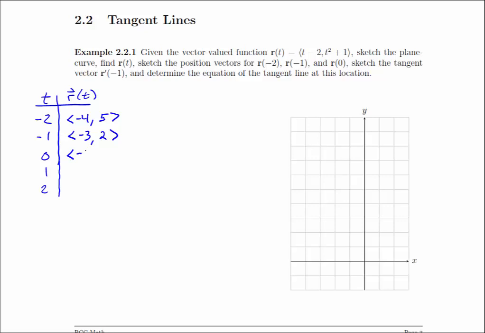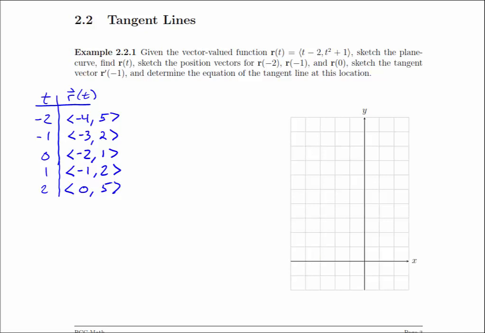Plugging in 0, we get -2, 1. Plugging in 1, we get -1, 2. And plugging in 2, we get 0, 5. And if you need to pause the video real quick to just catch up and make sure that you're getting all those calculations right, I'm going to go ahead and start plotting the position vectors.